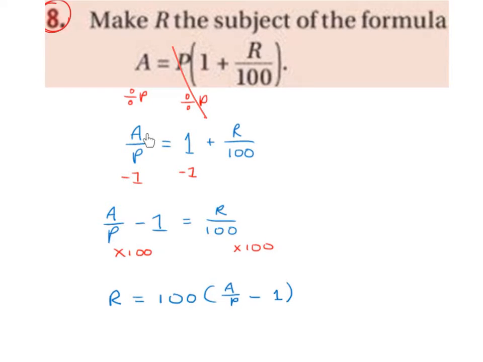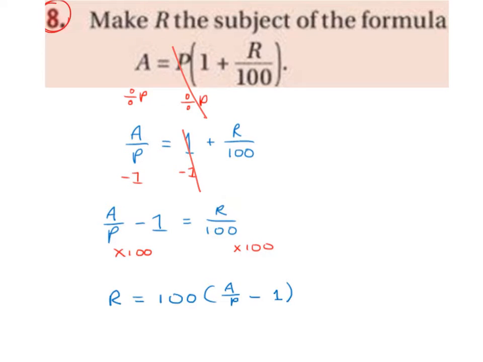So a divided by p is just going to be a over p, and this is equal to 1 plus r over 100. So I've gotten rid of the brackets now because I've gotten rid of the p. Now I can get rid of the 1, so I'm going to minus 1 from both sides so that I can cancel out those 1's. And a over p minus 1 is just going to be a over p minus 1 equals r over 100. So just bring down the r over 100.